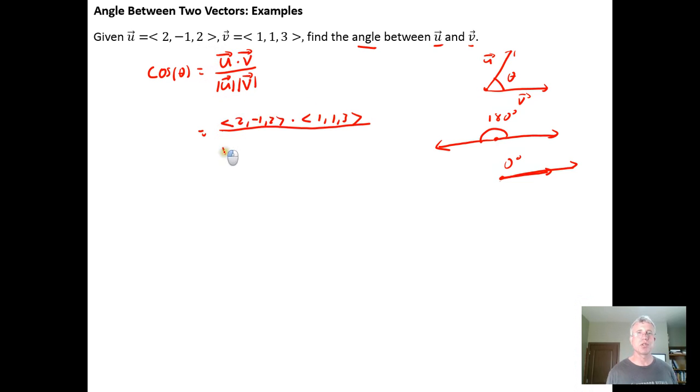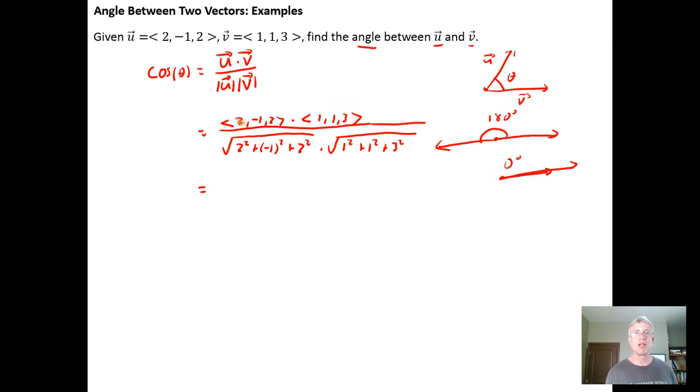And then we need to divide by the size of u times the size of v. The size of u is just the square root of the sum of the squares of the vector components by previous result. So the size of u is going to be the square root of 2 squared plus negative 1 quantity squared plus 2 squared, times the size of v. So the size of v is going to be the square root of 1 squared plus 1 squared plus 3 squared. And then it's just a matter of going through and simplifying.